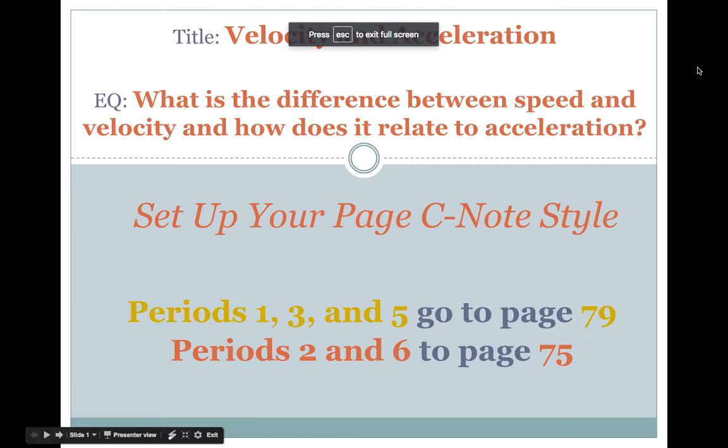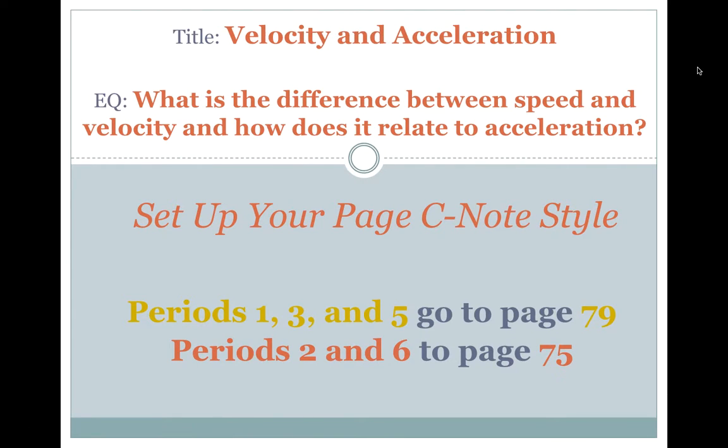Today we're going to do some notes and then you'll have the rest of the period to work on your classwork, and whatever you don't finish will be homework. So we're going to start with some C notes, so set up your page C note style. Periods 1, 3, and 5 go to page 79. Periods 2 and 6 go to 75.